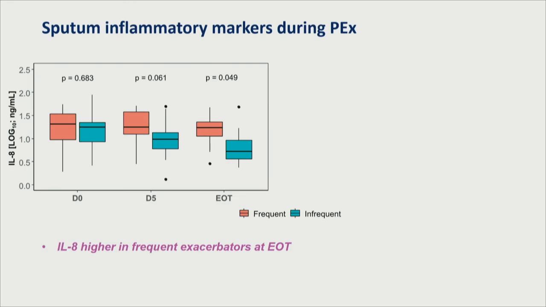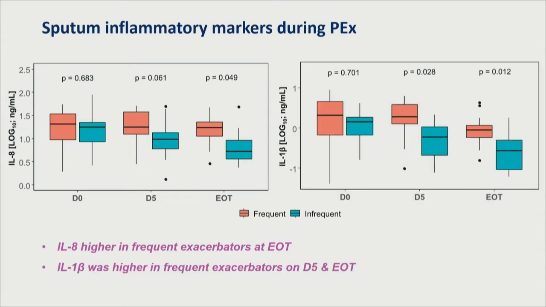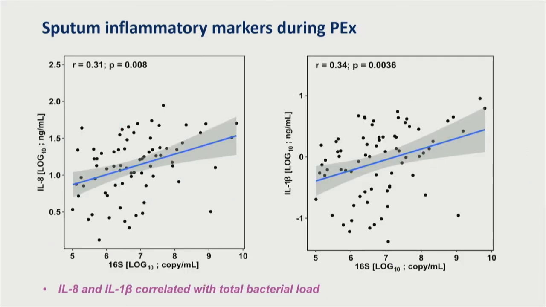Also, we measured IL-8 in sputum and found that frequent exacerbators had a higher IL-8 level at the end of treatment and a higher IL-1 beta level on day 5 and at the end of treatment, with only infrequent exacerbators having a significant decline in both of these markers in response to treatment. Both sputum IL-8 and IL-1 beta significantly positively correlated with total bacterial load in sputum.